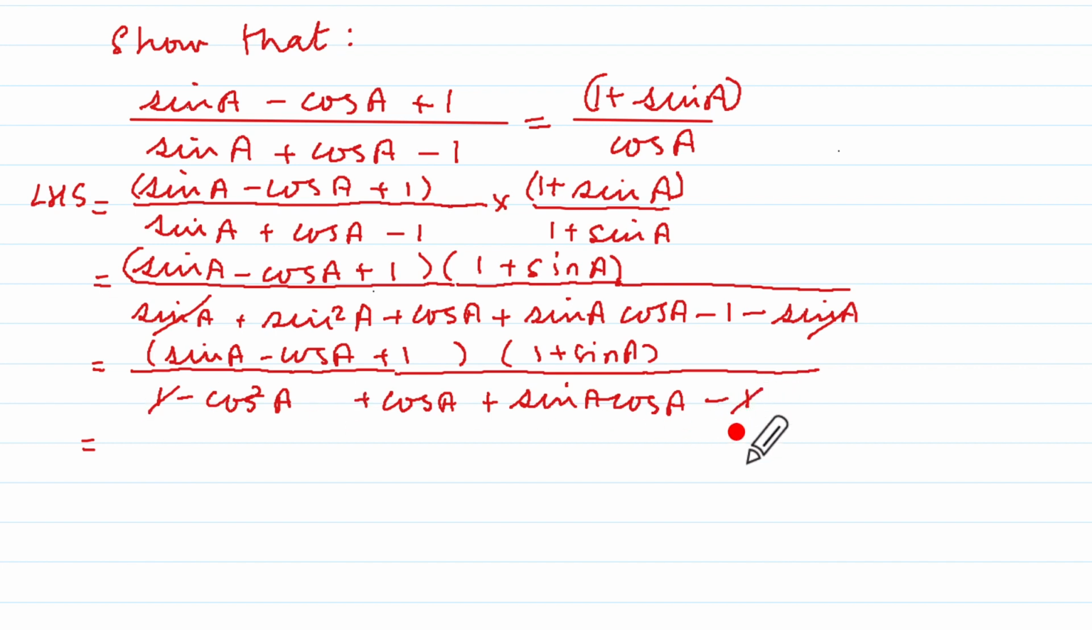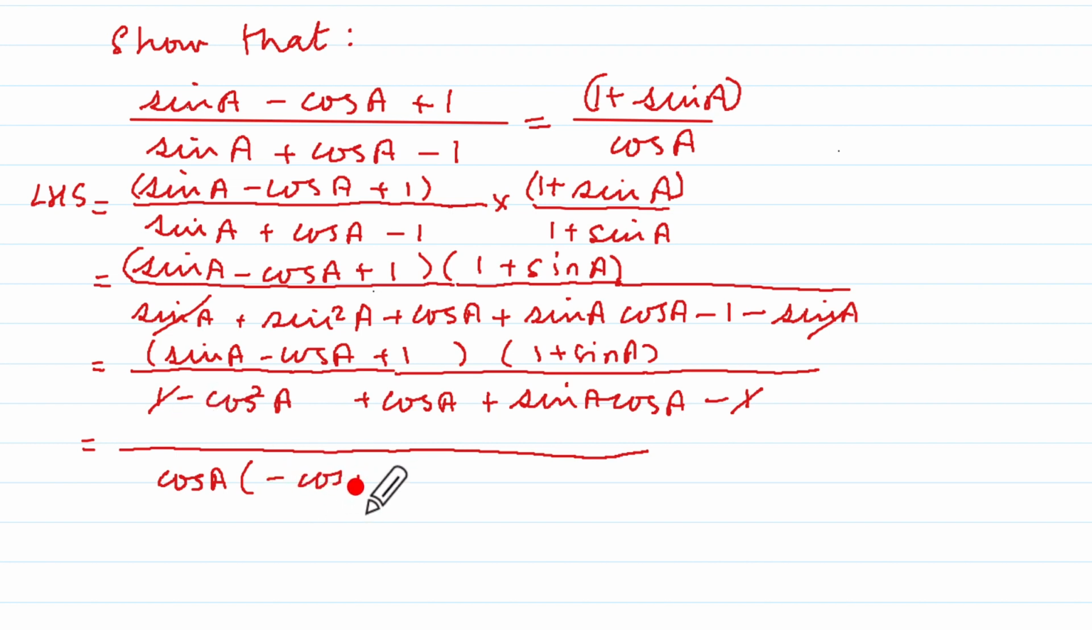1 and this minus 1 got cancelled. Let us see what we have in the denominator now. Cos square a with negative sign, cos a and sine a cos a. What do we need in the denominator? Cos a. So we must take out cos a common. Each term is having cos a in it. So this will be minus cos a plus, this is out, so plus 1, plus this will be sine a.